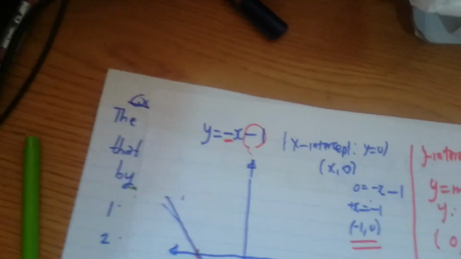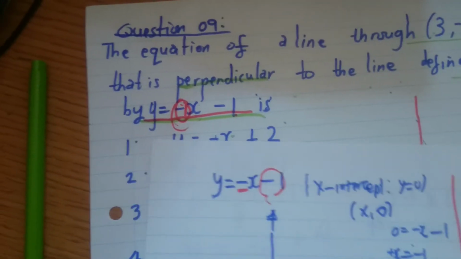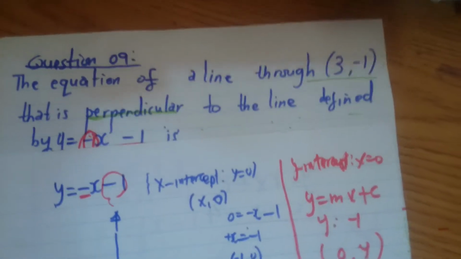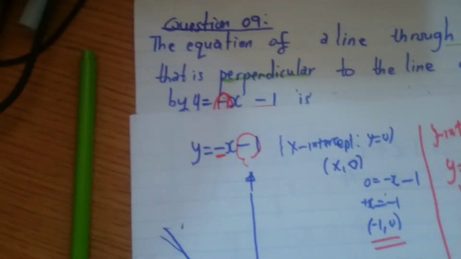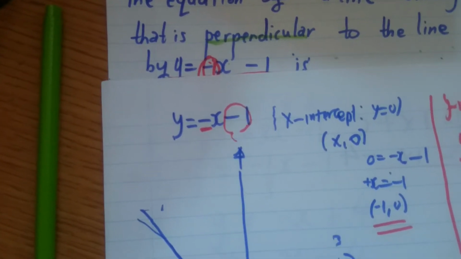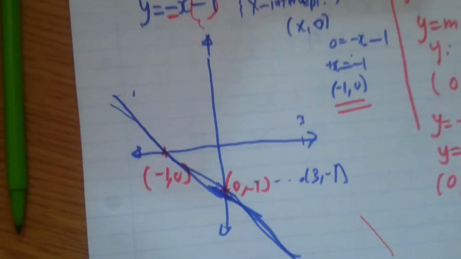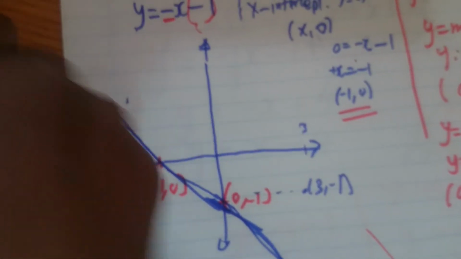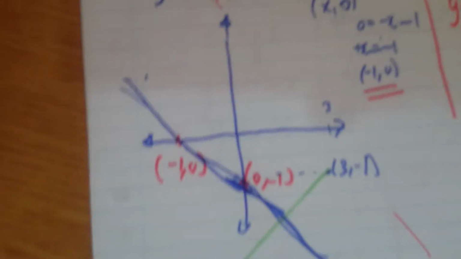But they mention something else. They say the equation of a line through (3, -1). So there is another line, which is perpendicular to the given equation. This equation must come this way, something like that, perpendicular to the given equation.